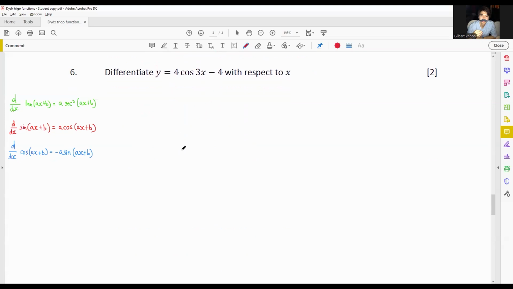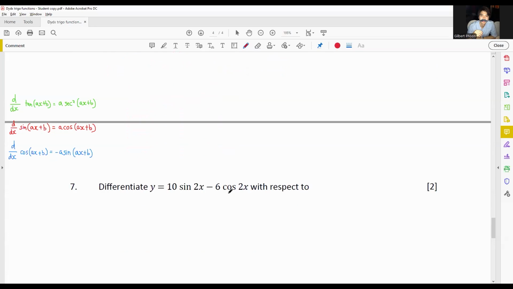Next question. Differentiate y equals 4 cos 3x minus 4. Once again, differentiating cos, you will get negative sine. So sine 3x, differentiate 3, you get negative 3, like I mentioned, because of the differentiate cos to become negative sine. Minus 4 becomes nothing again. This equation, dy dx is equal to negative 12 sine 3x. Okay, next question here.